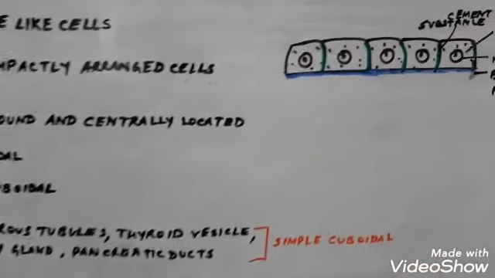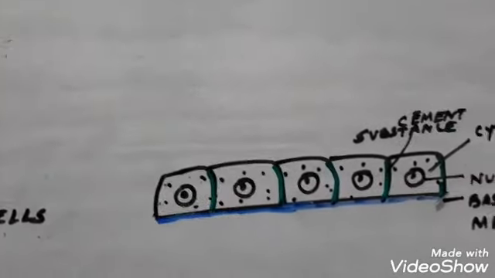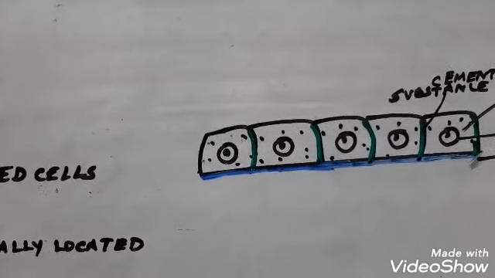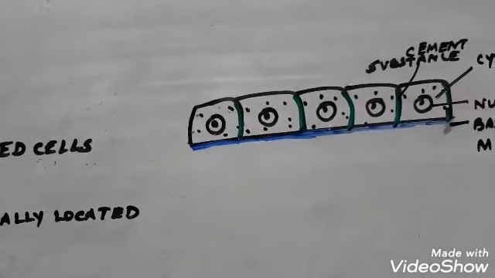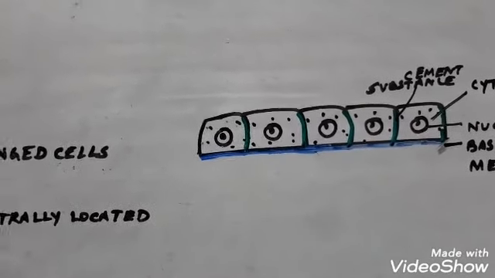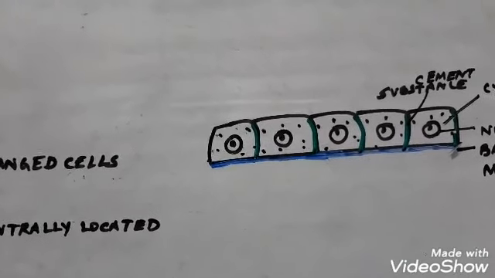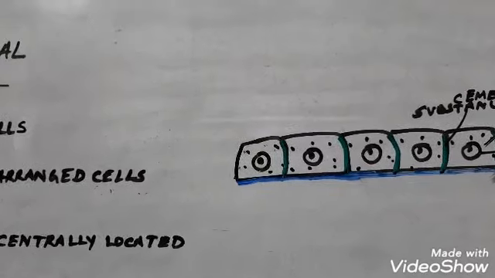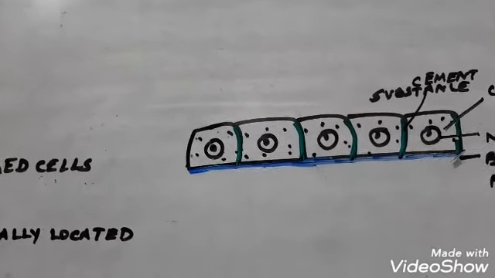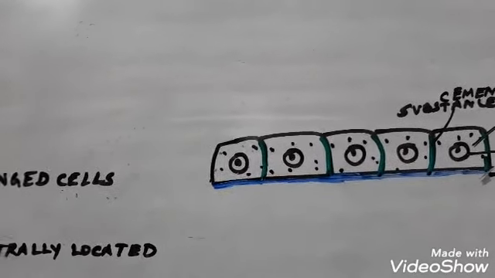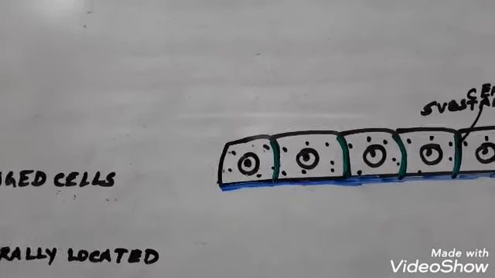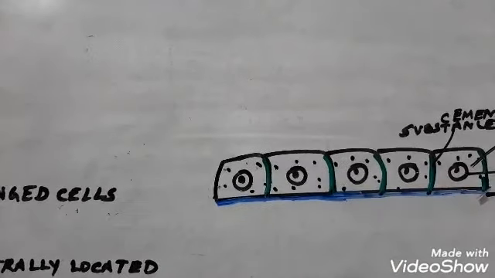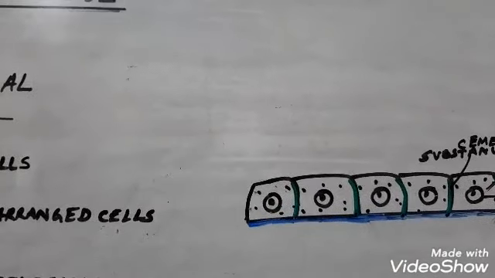So here is the diagram for the cuboidal epithelial tissue. You see here the cells are generally cube-like, and you can see the nucleus is round and centrally located in the middle of the cell, and you can see the basement membrane. Here you can see the basement membrane, and the cementing substance is present in between the two cells. So this is about the cuboidal epithelium.